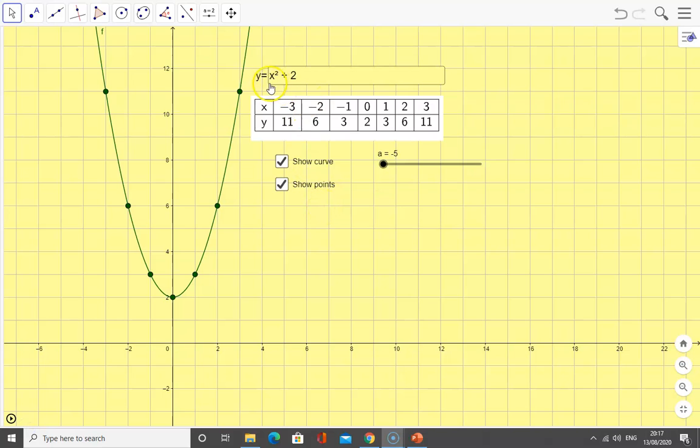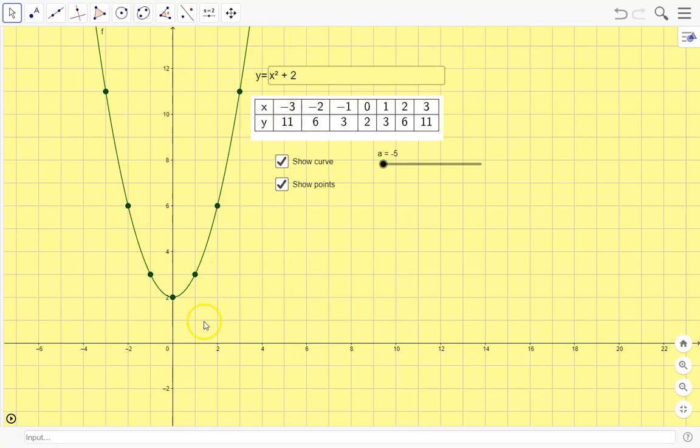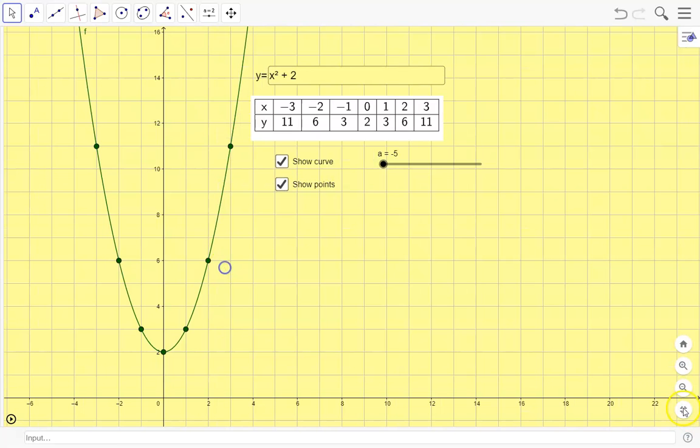So the graph we are trying to plot was y equals x squared plus 2, taking x between minus 3 and 3, calculating the y coordinates and plotting the points. So those are the points we got. And these are all the points. The first one is minus 3, 11. The second one is minus 2, 6. And the other one is minus 1 and 3, and so on and so forth.